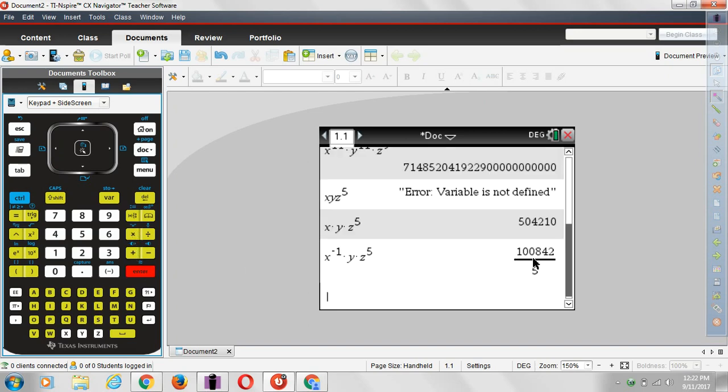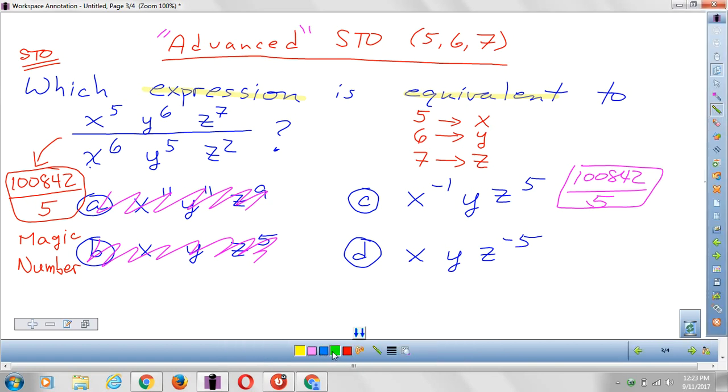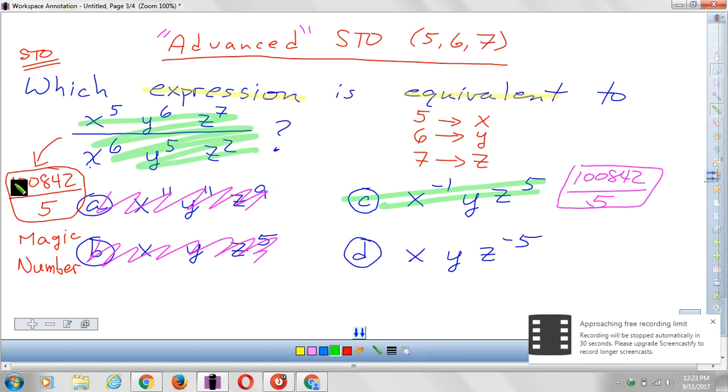What's this? This looks familiar. 100,842 over 5. And what's this? 100,842 over 5. So this one was a perfect match. As you can see, even for crazy exponent problems, it's very simple to find the answer using STOR. So here we go. There's my correct answer. That is equivalent to all of that because this matched up with this.